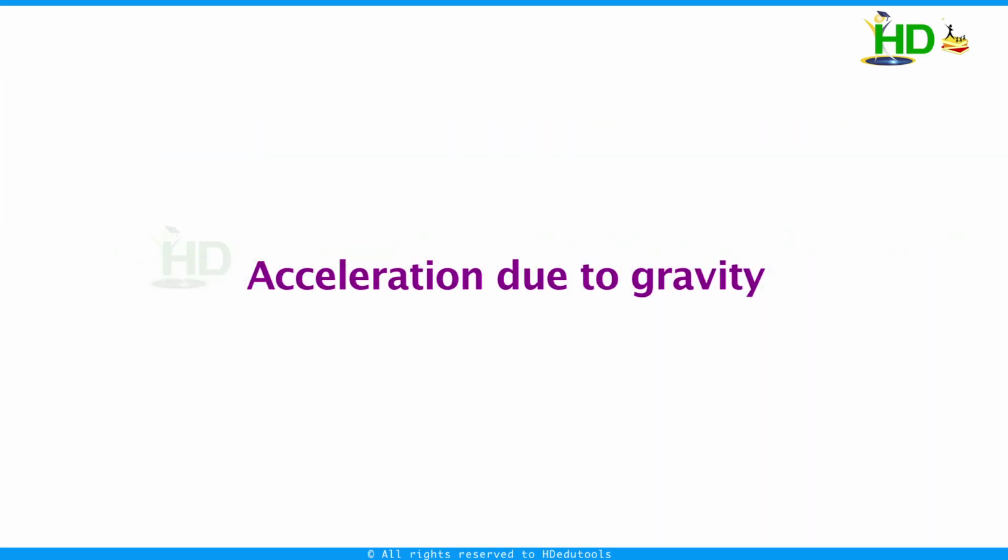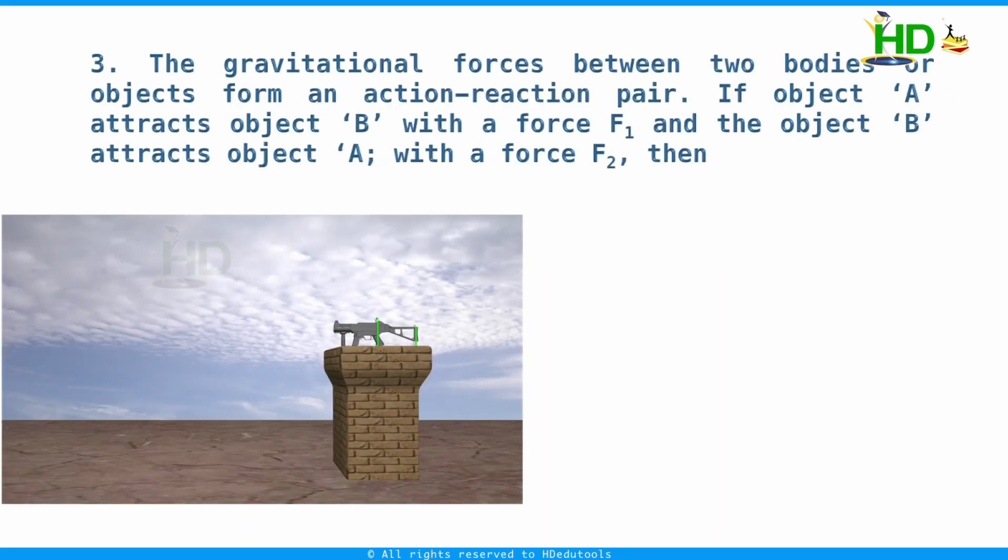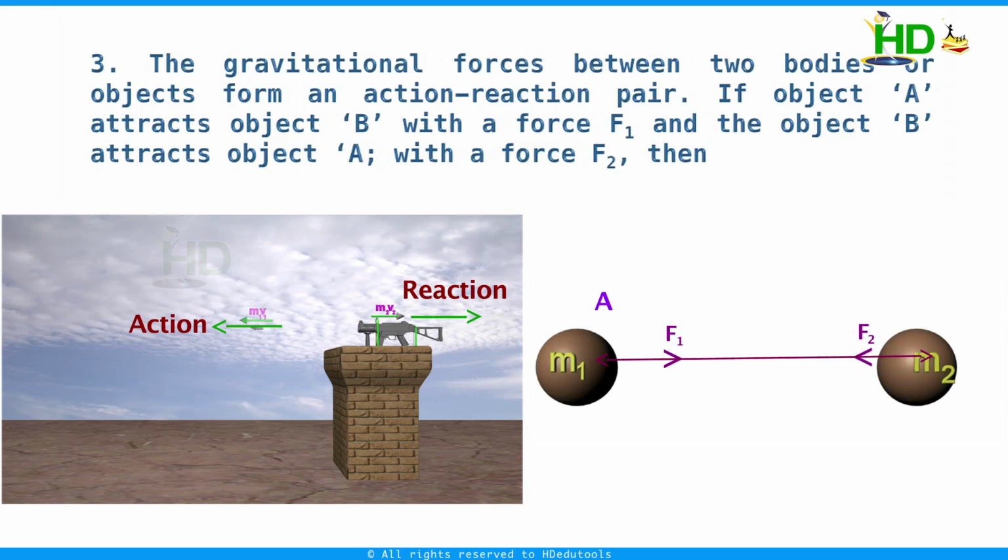Now let us try to understand what is the acceleration due to gravity. According to Newton's third law, to every action there is always an equal and opposite reaction. That means, if an object A exerts some force on another object B, then object B exerts an equal and opposite force on object A at the same instant. This law applies to the force of gravitation also.